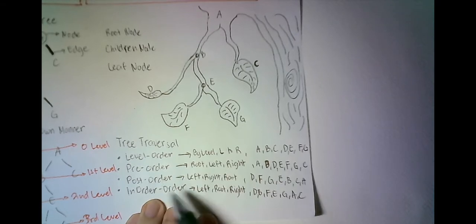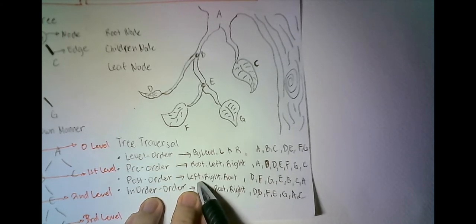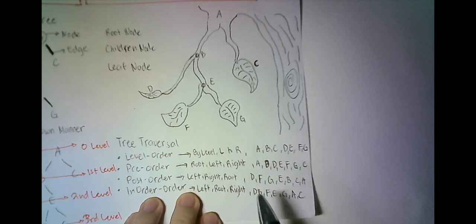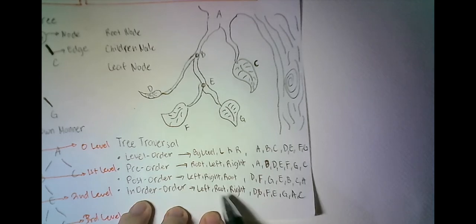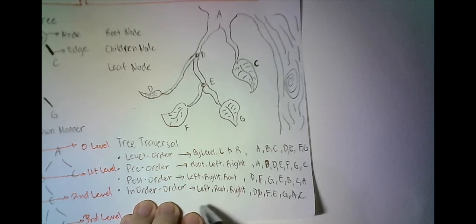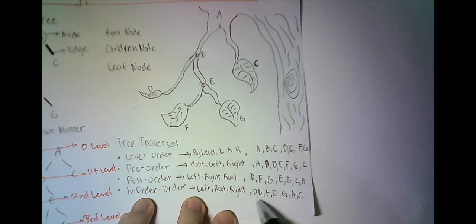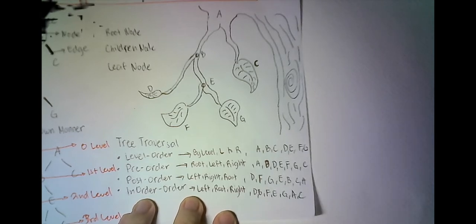So in post order, it starts from the left node, then the right node, then the root node. This is the order. And in in-order traversal, you start from the left, then you go to the root, then you go to the right node. And also this is the order.